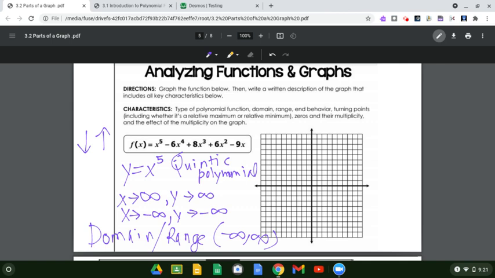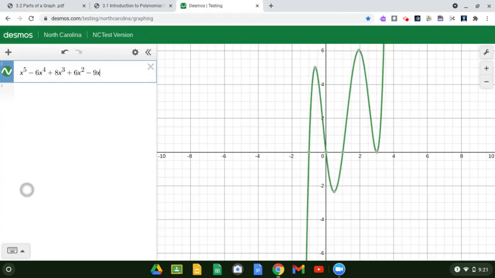I may not write these, I'm just going to highlight them on Desmos. Okay, I have two relative maximums here and here. Those are our relative maximums. Okay, now I have two relative minimums here and here.